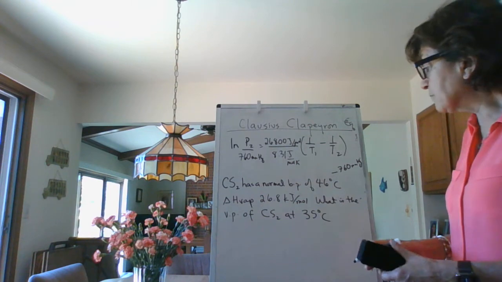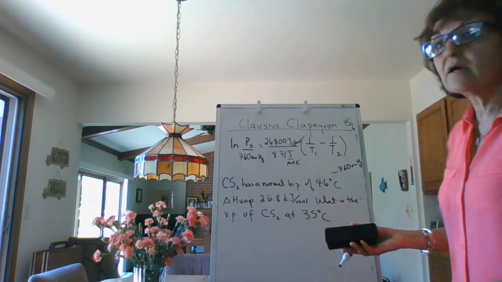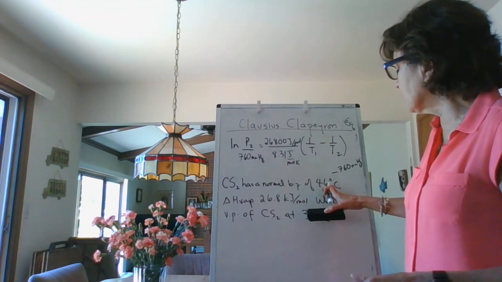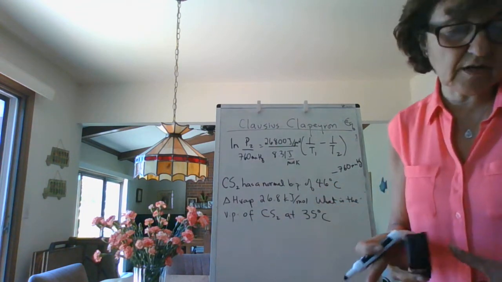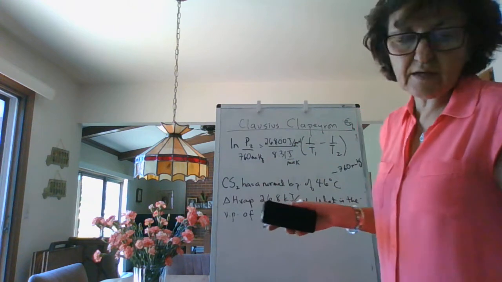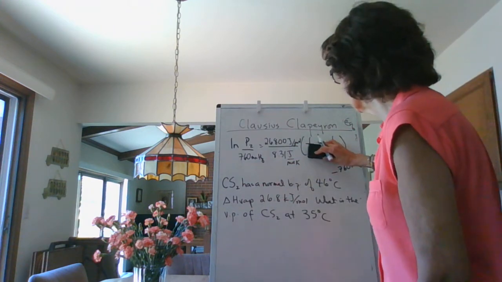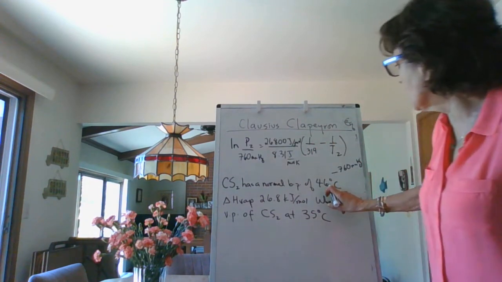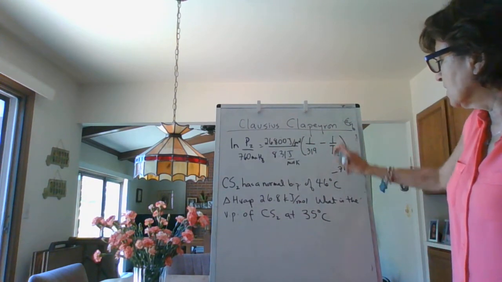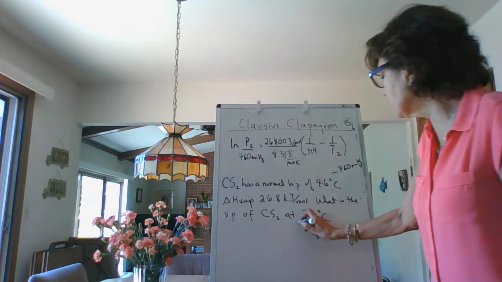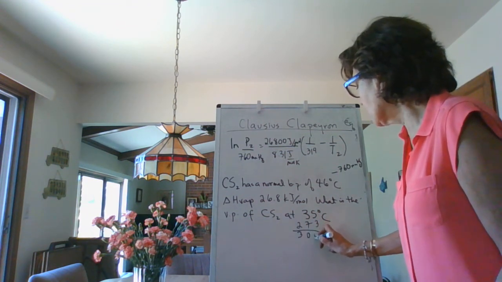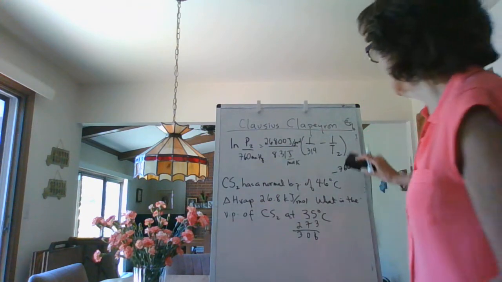Now, the temperature has to be in Kelvin. So this is my T1. We'll take 46 plus 273, and that is 319. So this is T1, this is P1. T2 is this guy, so 35 plus 273, that is 308. Okay, let's put that here.